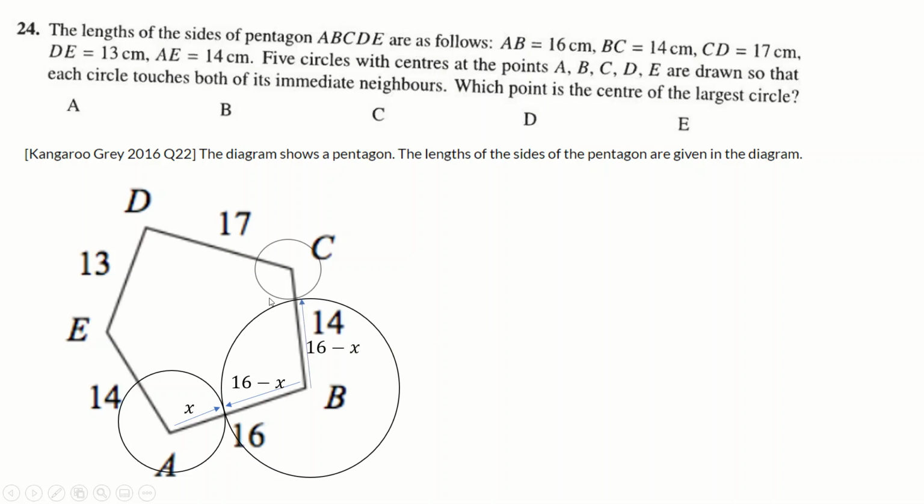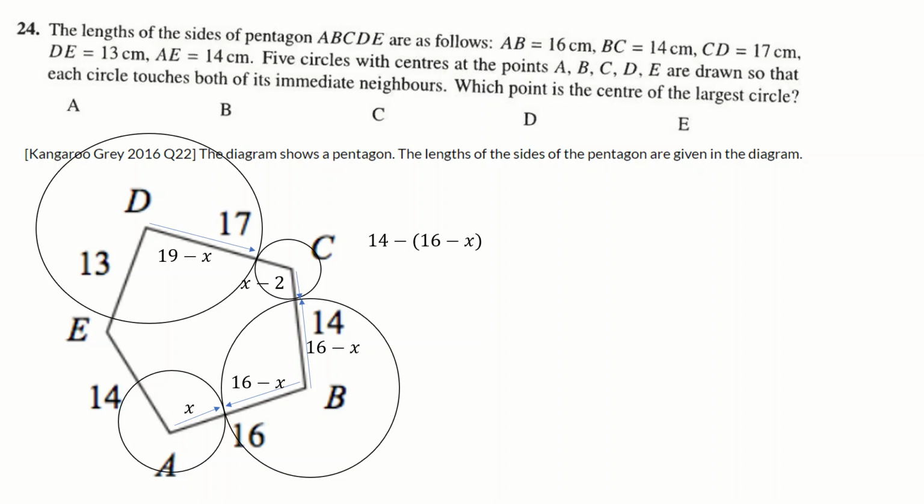So when you put a circle here, that must have radius 14 minus 16 minus x. Now just be careful with the negatives. 14 minus 16 is minus 2. Negative x is positive x. That's x minus 2. And likewise in this direction as well. And then you just do it again. You do 17 minus x minus 2 is 19 minus x, because the 2 negatives become positive.